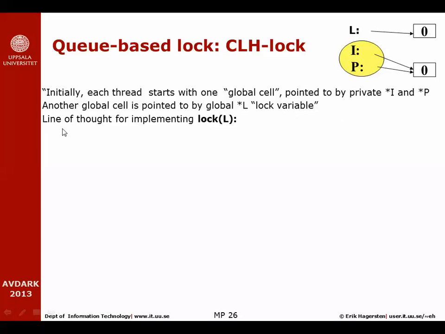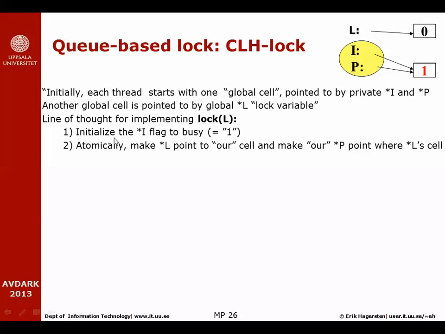The line of thought about how you implement a lock based on this kind of structure is a three-step process. First, you initialize the lock so that the I pointer flag is pointed to busy. Well, the P pointer flag is also pointed to there. So you initialize it to 1, which is busy. Okay, done that.